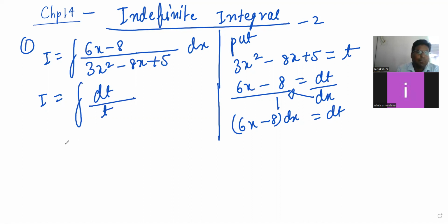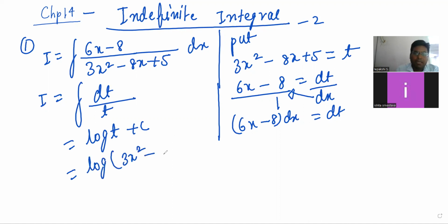And as we know, 1 upon t integrates to log. So it will become log of t plus c. After getting the answer, now put the value of t. Then it will be log of 3x square minus 8x plus 5 plus c. So this will be the final answer. Please write it down now and follow the same rule for the second one.